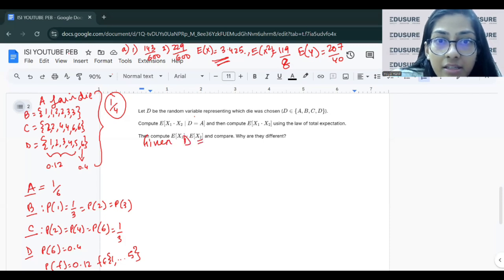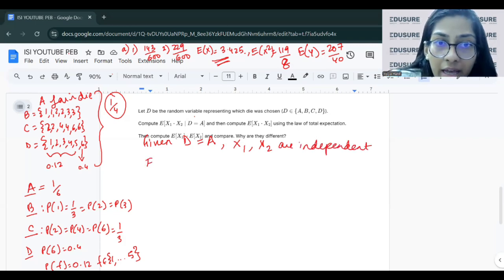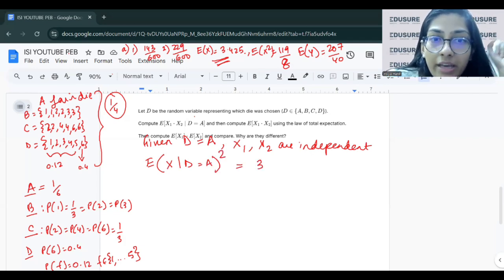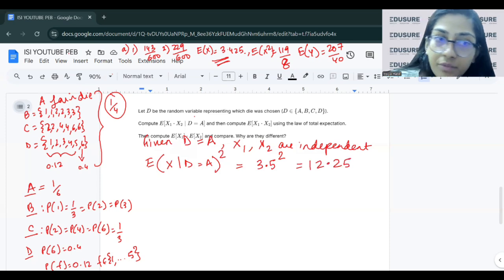Given we have D is equal to A, x1 and x2 are independent. So we will have expectation of x given D is equal to A, whole square. This is equal to 3.5, the expectation, given that the die is A. So 3.5 squared is going to be 12.25, right?